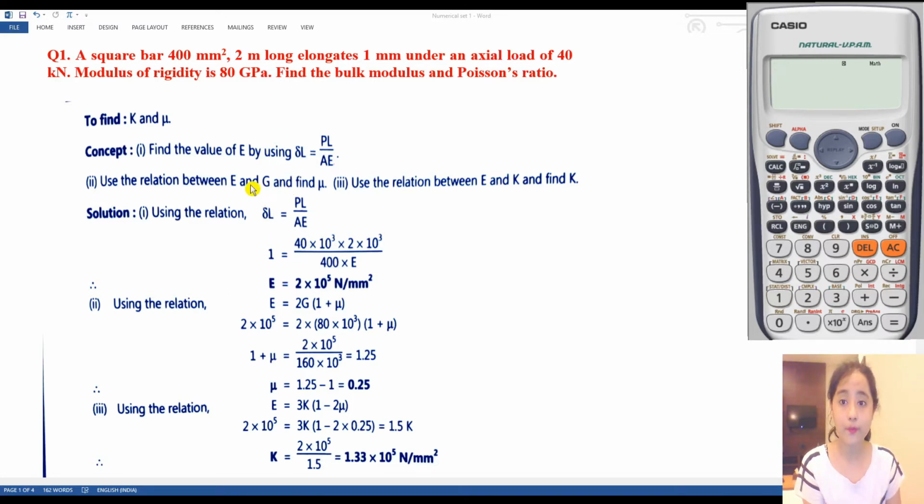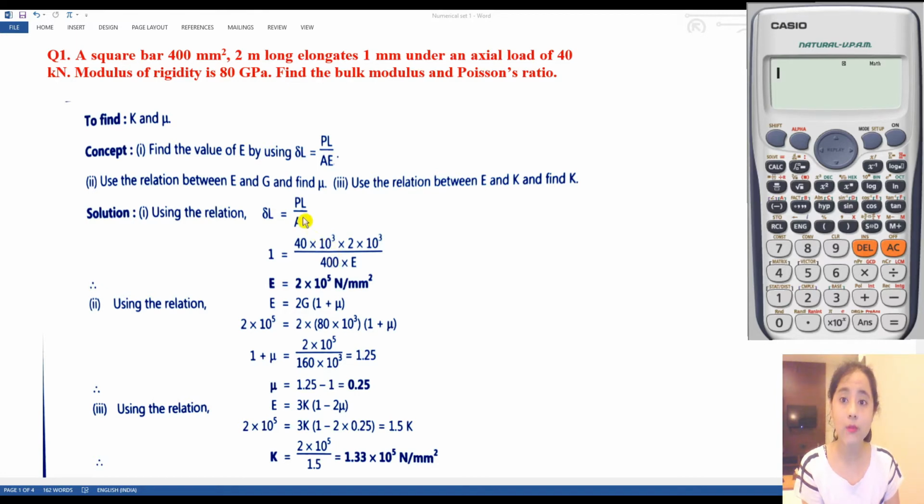Now, when you use del L equals PL by AE, we will put all the values that are given in the question. So let us see. What is del L? Del L is the elongation, right? How much has it elongated? The question gives 1 mm elongation. So our del L is 1. And how much is P? How much tensile load is given? 40 kilonewton is given. Now we have to convert this 40 kilonewton to Newton. So how do we do it? 40 into 10 raised to power 3 Newton.